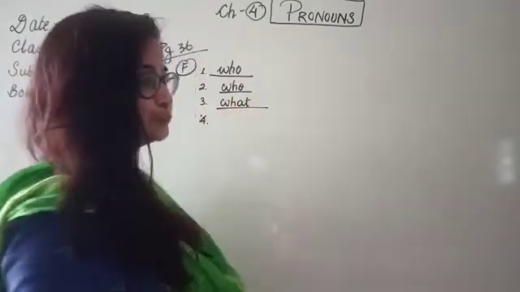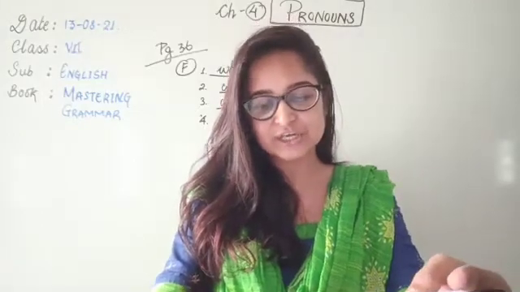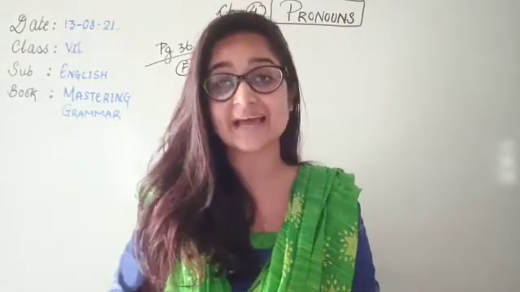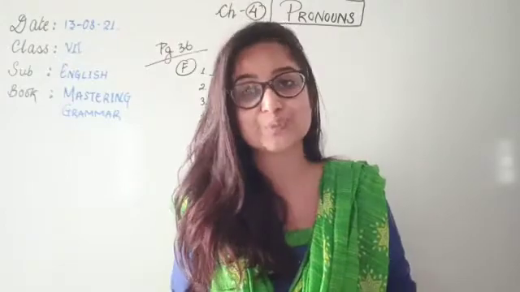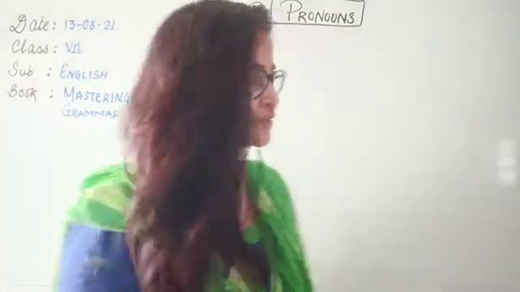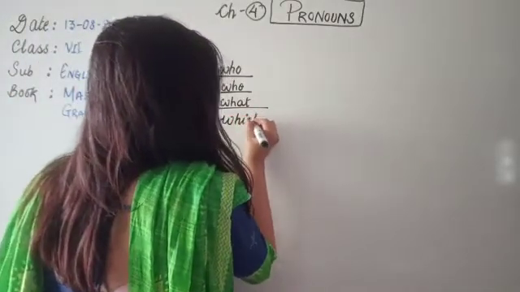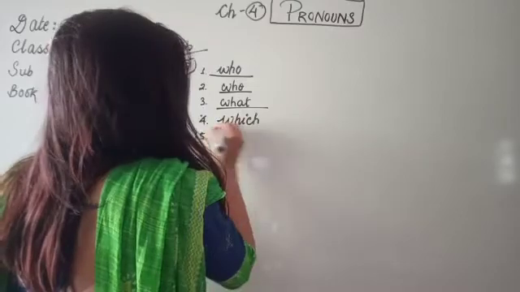Number 4, I want a machine dash can compute faster than the calculator. Here you can use which, right? I want a machine which can compute fast.